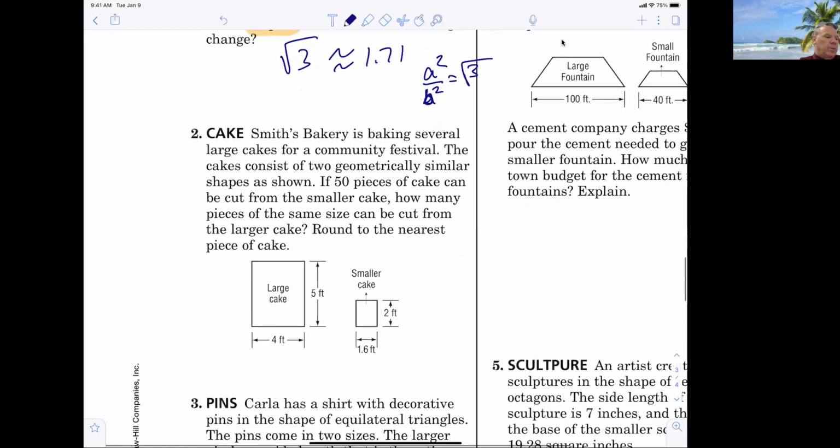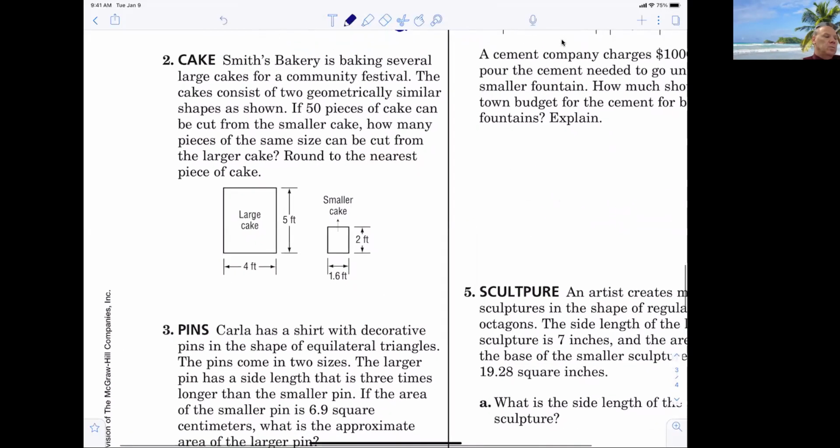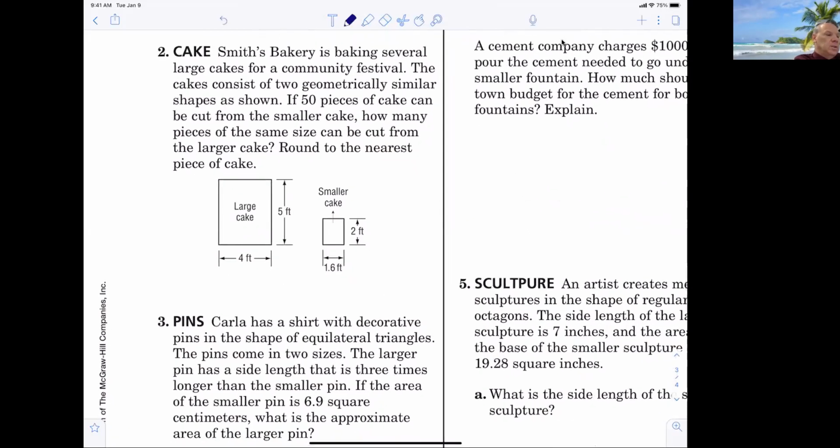All right, here we go. Everybody take a look at number 2. Smith's Bakery is baking several large cakes for a community festival. The cake consists of 2 geometrically similar shapes as shown. If 50 pieces of cake can be cut from the smaller cake, how many pieces of the smaller size can be cut from the large cake?